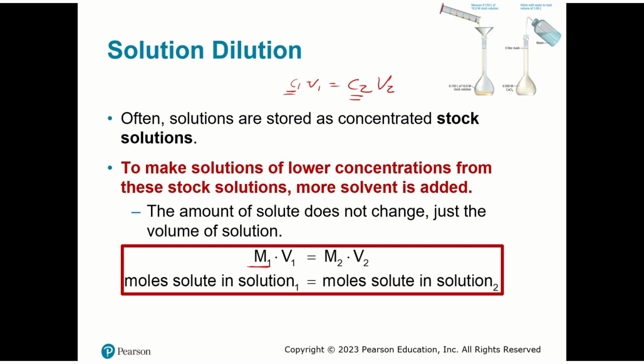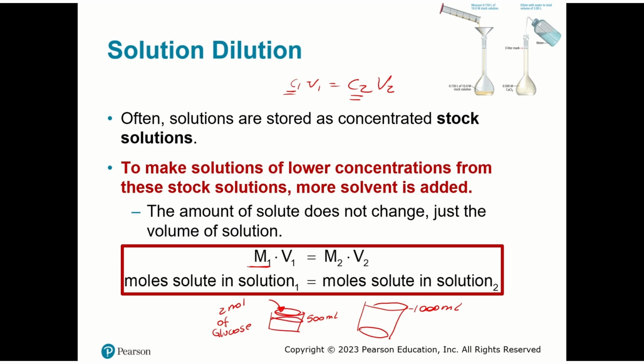When you want to make a solution of lower concentration from the stock solution, more solvent will be added. Why does this work? Because what changes here is only the quantity of the solvent. So if you look over here, I have a cup, or beaker, that is 500 milliliters, and here I have a beaker that is double, 1000 milliliters. Imagine I'm adding 2 moles of glucose, or sucrose, it doesn't matter.